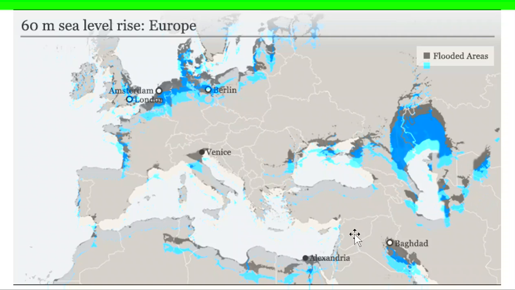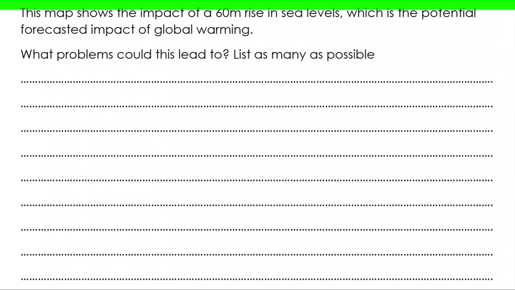And you can see there are huge amounts of land that are now underwater. Large parts of northern Italy, large parts of eastern England. We've got the west coast of France, and lots of North Europe is going to go, as well as moving over beyond Turkey into the west of Asia. Now, let's think about the problems that we could face if we got a 60-metre rise in sea levels. And now you've had a chance to think about them, let's run through some.